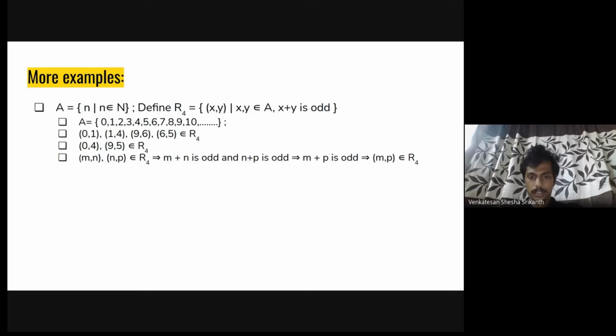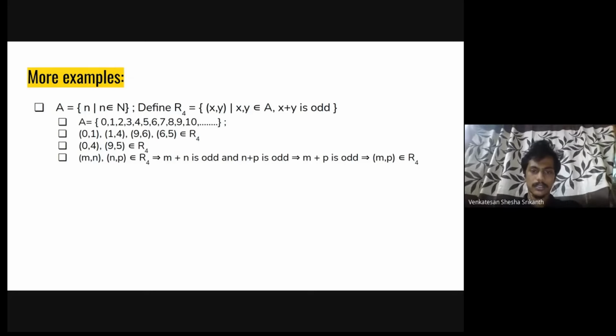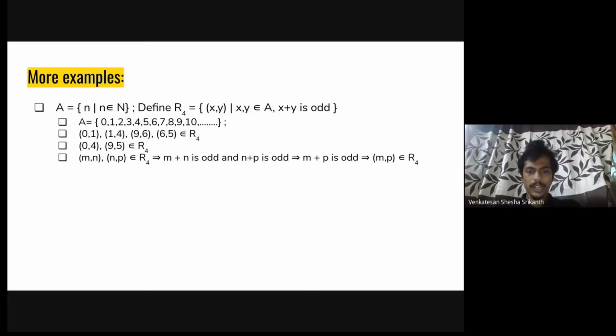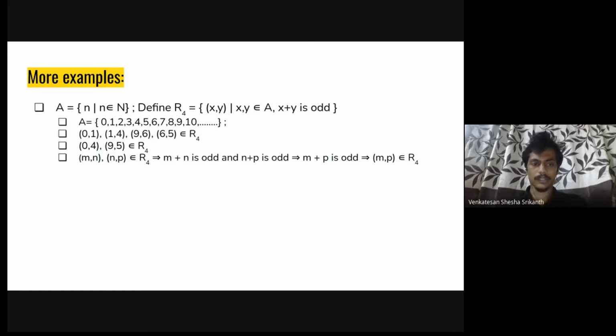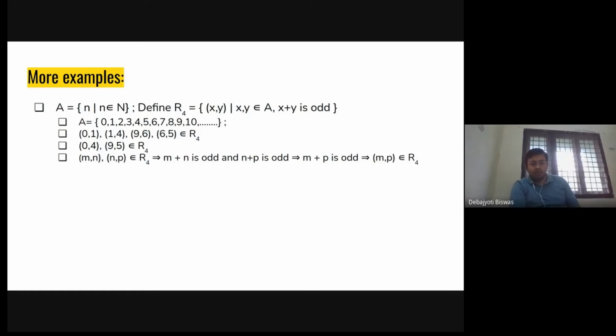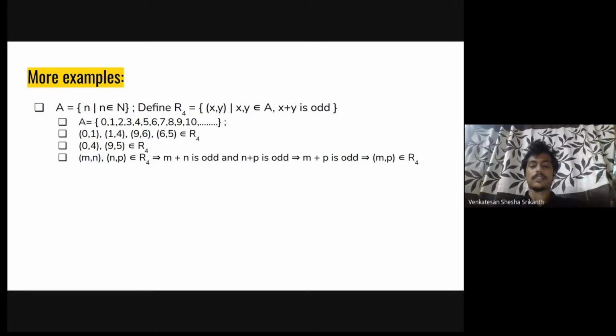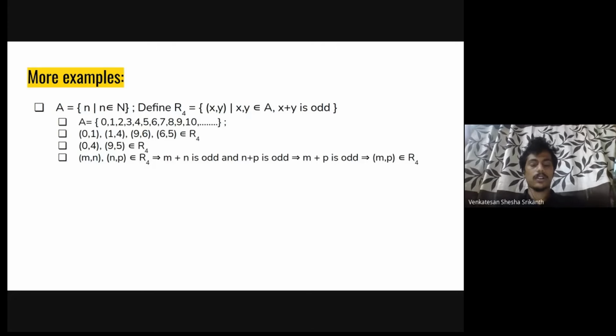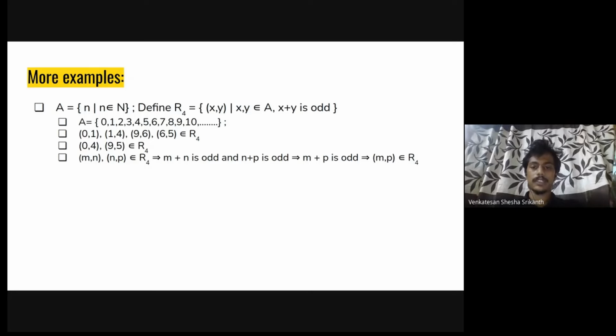Does R4 look like a transitive relation? Something is wrong here, I guess. Will (0, 4) and (9, 5) be in my R4? No, because 0 plus 4 is not odd, and 9 plus 5, which is 14, is also not an odd number. That means this statement is false, and so is the other. So it is not transitive.